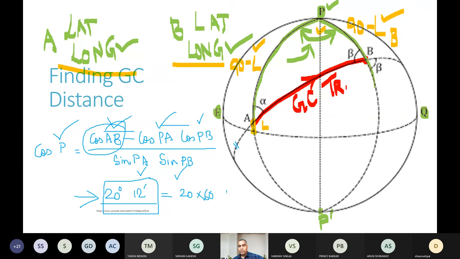plus 12, which gives 1212 nautical miles, the great circle distance between A and B.